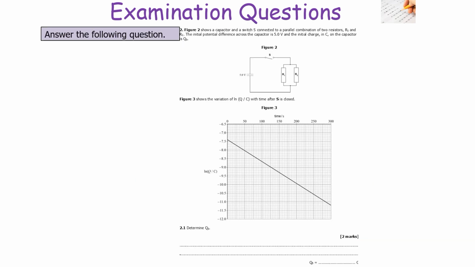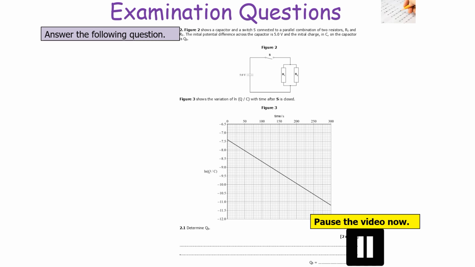The next question says, Figure 2 shows a capacitor and a switch S connected to a parallel combination of two resistors R1 and R2. The initial potential difference across the capacitor is 5 volts and the initial charge on the capacitor is Q0. Figure 3 shows the variation of log Q with time after S is closed. Determine Q0. So pause the video now, then unpause the video when you want to go through your answer.